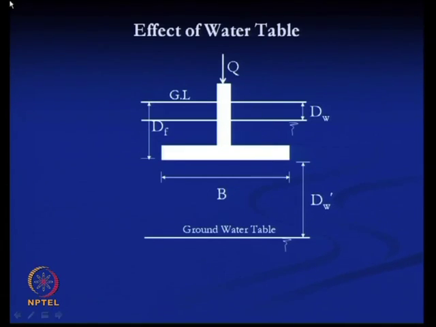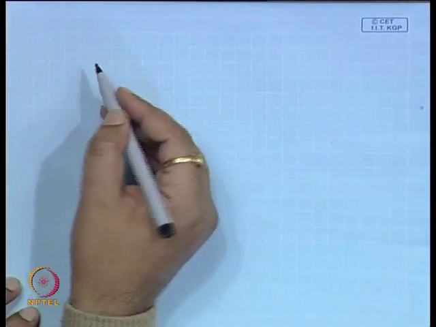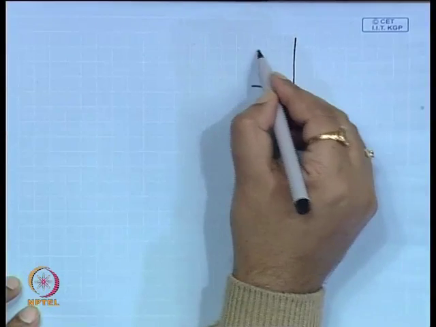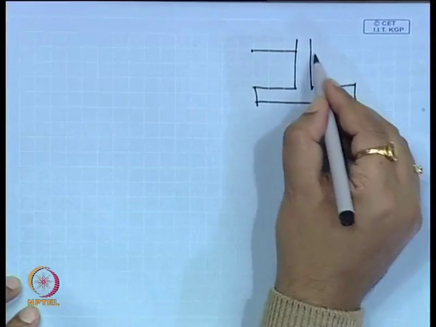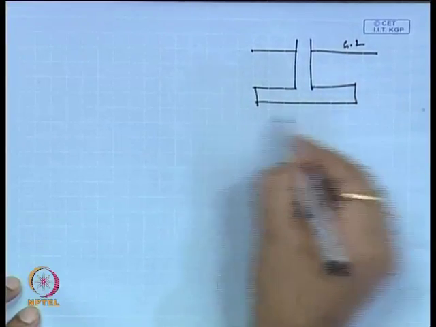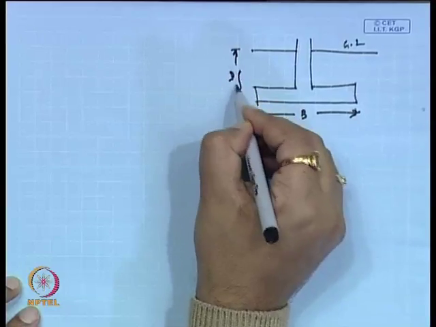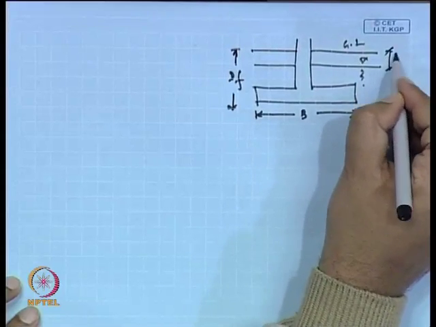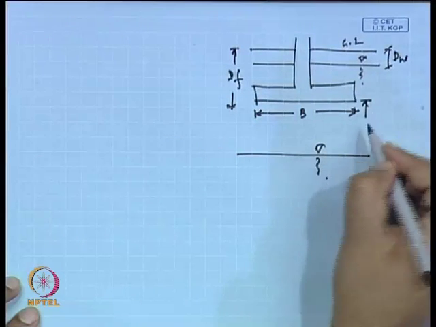Now, for the first case, suppose we take this figure. This is the ground level, this is the base of the footing, where B is the width and Df is the depth of the foundation. Now, suppose this is the position of the water table, here this is dw, and this is the another position of the water table, so this is dw dash.